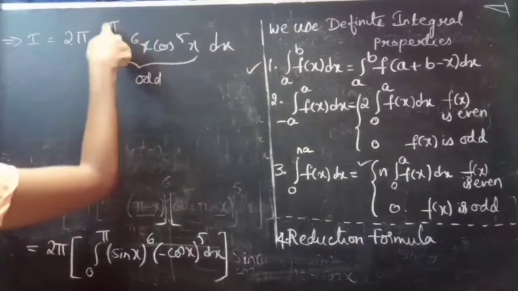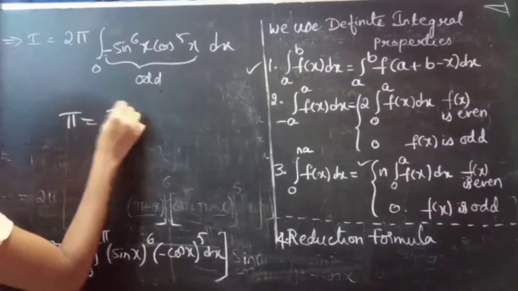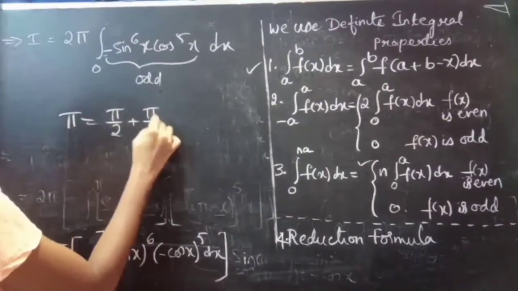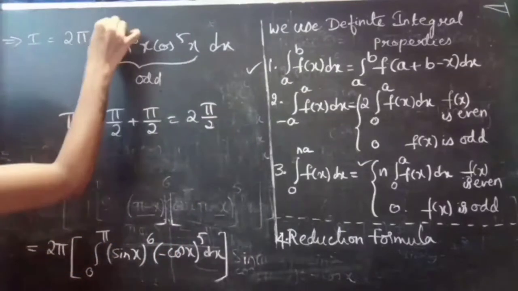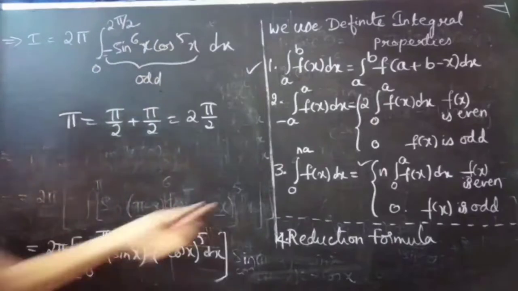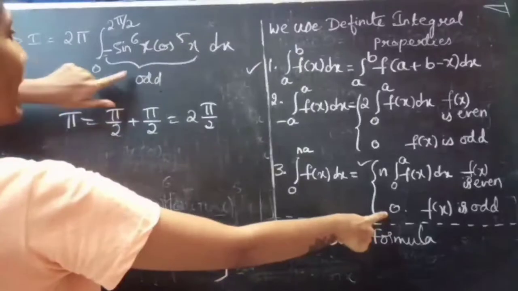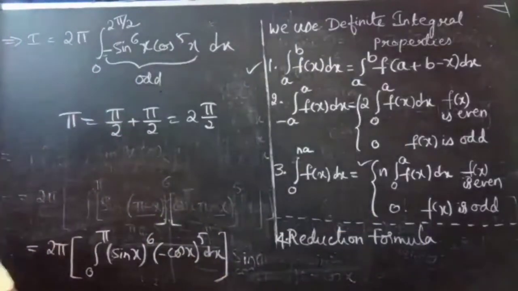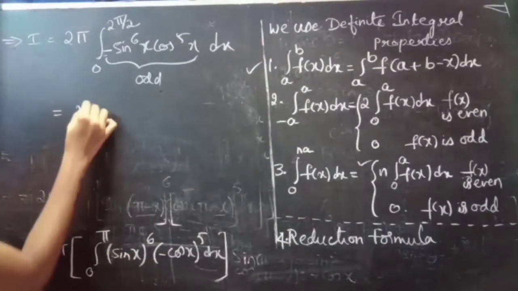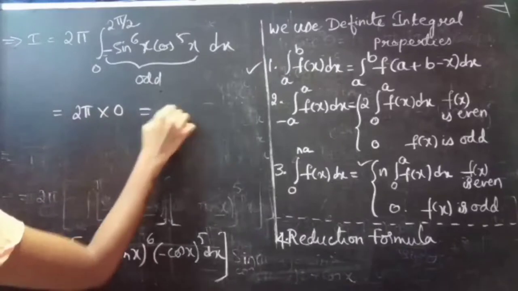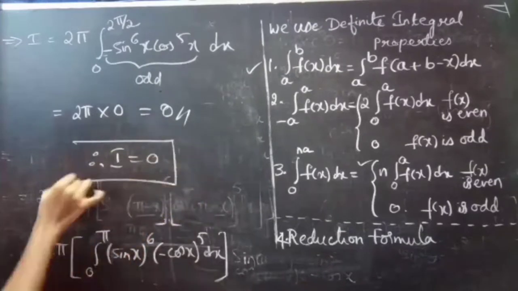You can write this pi as pi by 2 plus pi by 2, which equals 2 times pi by 2. So you can replace pi with 2 times pi by 2. So the integral from 0 to 2a of f of x dx is 0 when f of x is odd. So our answer is I equals 2 pi into 0, which equals 0. So therefore I equals 0 is your answer.